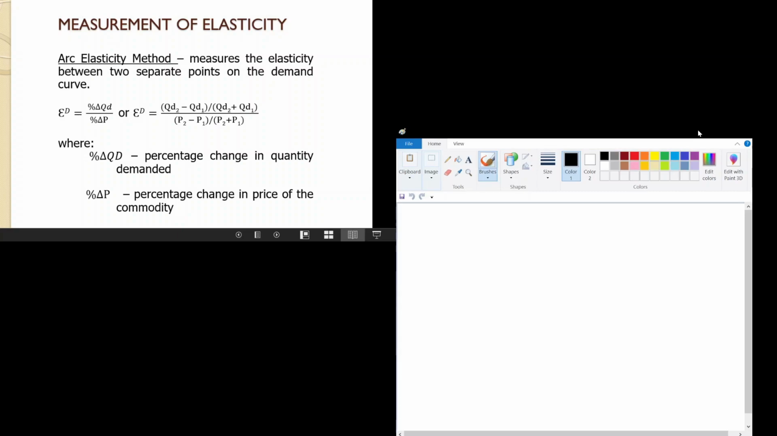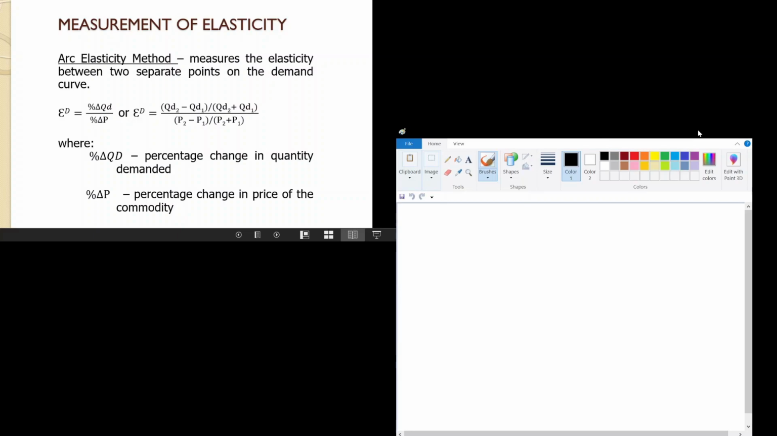Demanded. So, the arc elasticity method measures the elasticity between two separate points on the demand curve. So, yung formula natin is this. Elasticity of demand is equal to percentage change. Yung triangle represents the change.